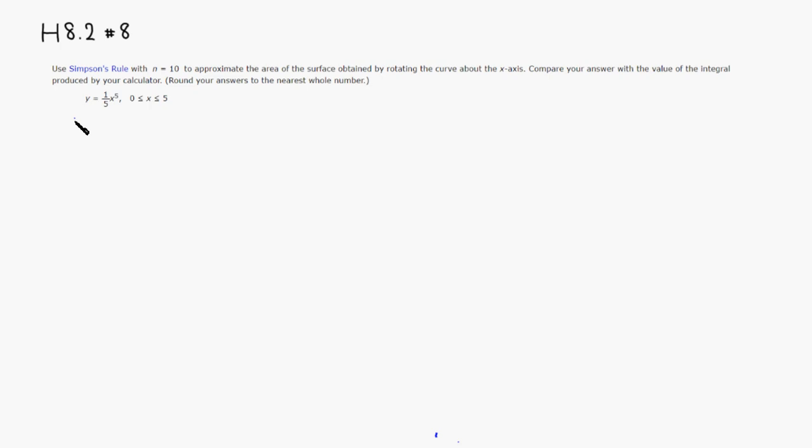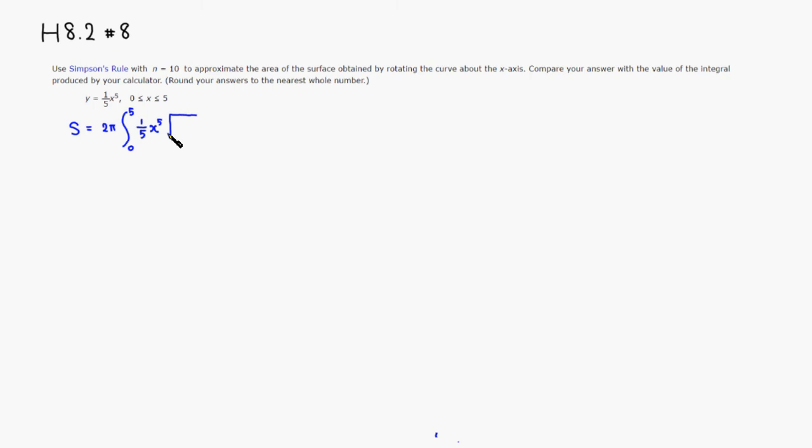The surface area S is going to be equal to, we always have 2 pi in front, and then you have an integral. It looks like it's going to go from 0 to 5. Then the radius is just a function, because this is a rotation about the x-axis. So the function is 1 over 5 x to the 5th power. Then the width is going to be simply the arc length function.